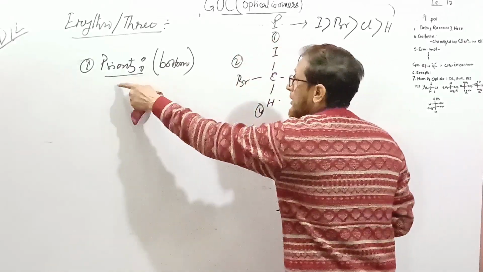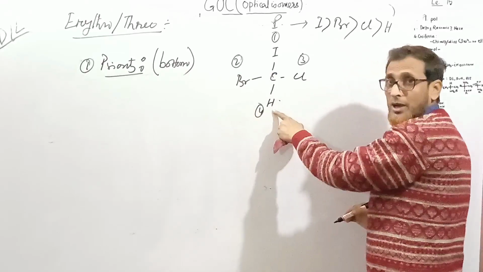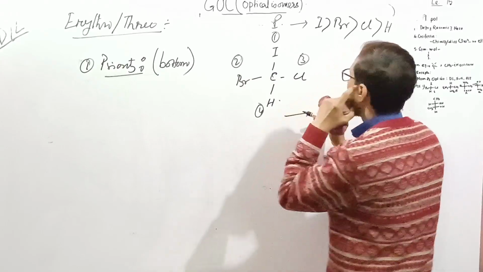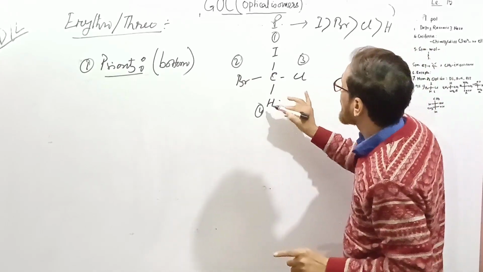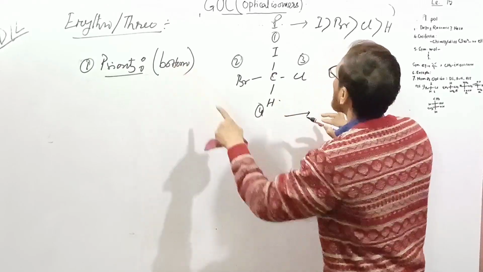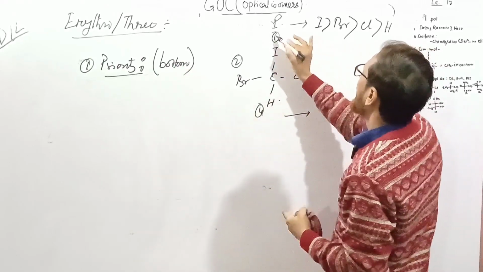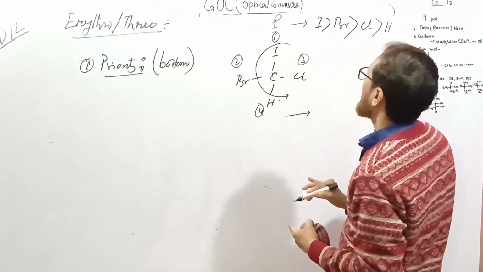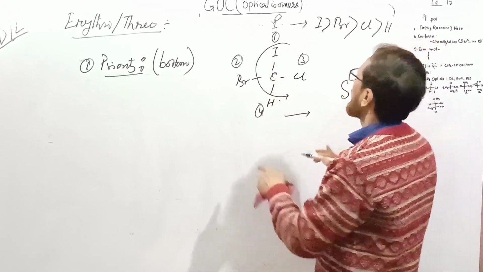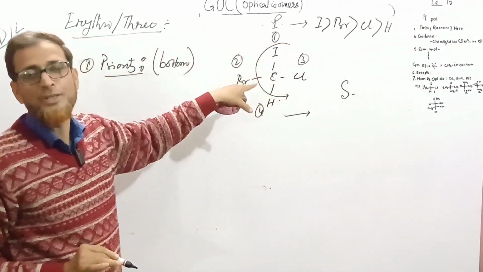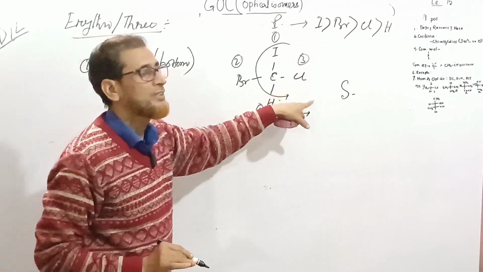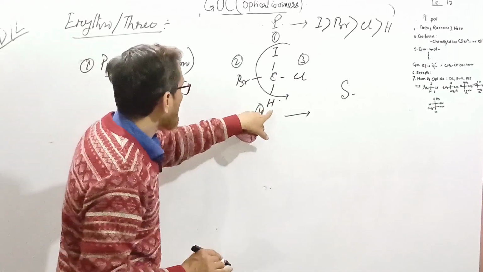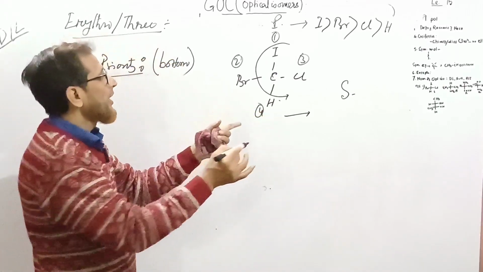If the lowest priority atom or group is at the bottom, you need not do anything. Just see how it rotates: 1, 2, 3, the movement is like this. Am I right? So it is S. This compound will rotate the light towards the left, so it is S configuration. Mind that if the lowest priority group is at the bottom, no need to do anything.